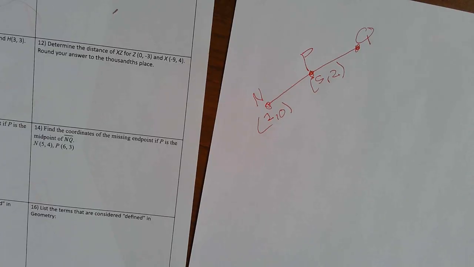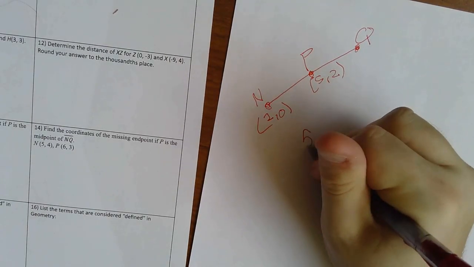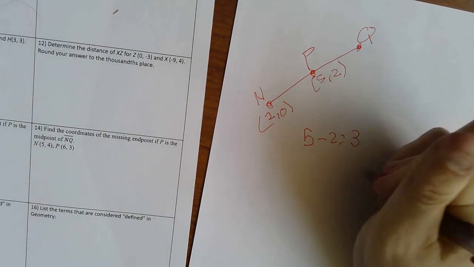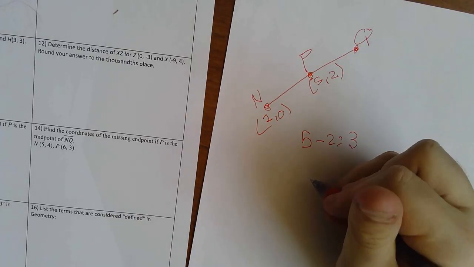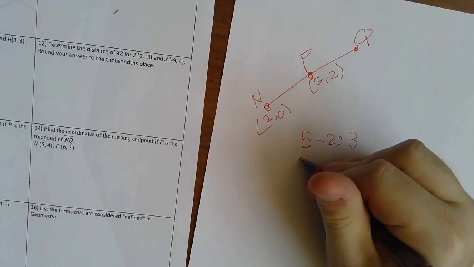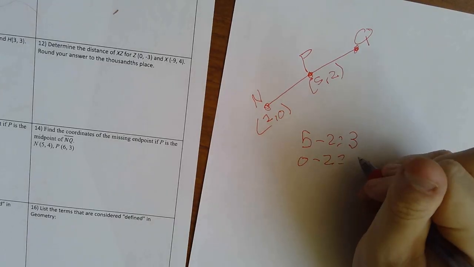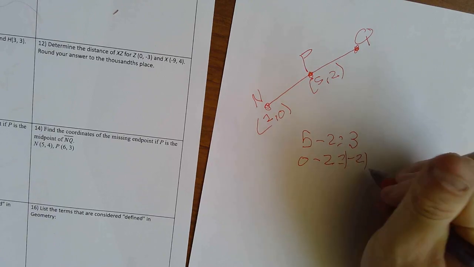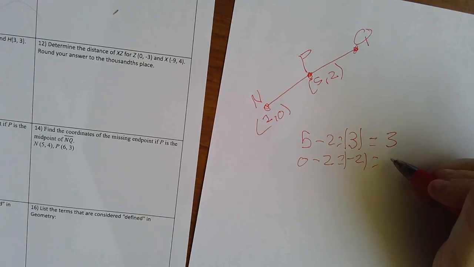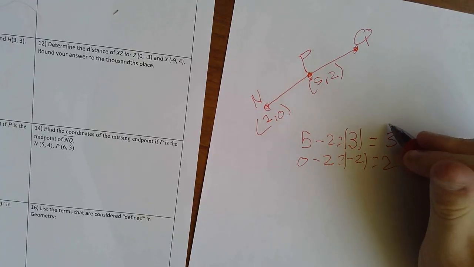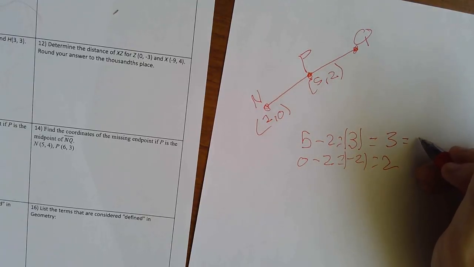So if I think, okay, how far is it from 2 to 5? Well, let's subtract and find out. So 5 minus 2 equals 3. So it's a distance of 3. How far is it from 0 to 2? Subtract that out. 0 minus 2 equals -2. Well, remember, distance is always positive, so always take the positive value of that. So we have an x distance, x sub d, and this is going to be your y sub d.